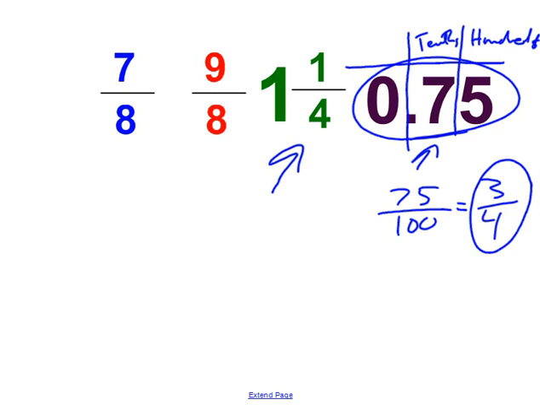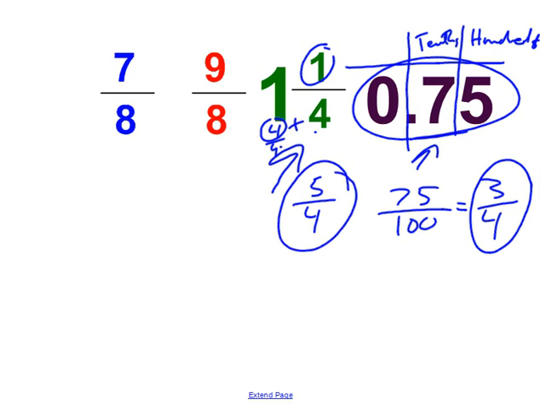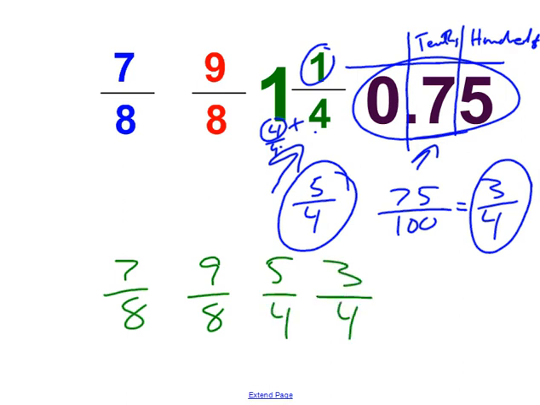If we have a mixed fraction, we can turn it into another fraction because that 1 represents 4 over 4. We can add these numbers up, of course. The 4 on the bottom does not change; we leave it as a 4 on the bottom. But we can add the top 4 and the top 1. What's 4 plus 1? It's 5. Now we have another fraction. Let's take these fractions and just write them all out again. We have 7 over 8, 9 over 8, 5 over 4, and 3 over 4.